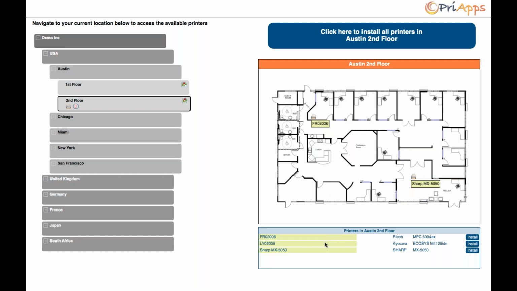We can see all the print devices that are available to us. We can install all the printers in this location, or we can just target specific printers. So even if we don't have a floor plan, we can see all the printers at that location. We can install it. So we've accommodated that as well. Very simple, very easy to use, and that's what we're all about.